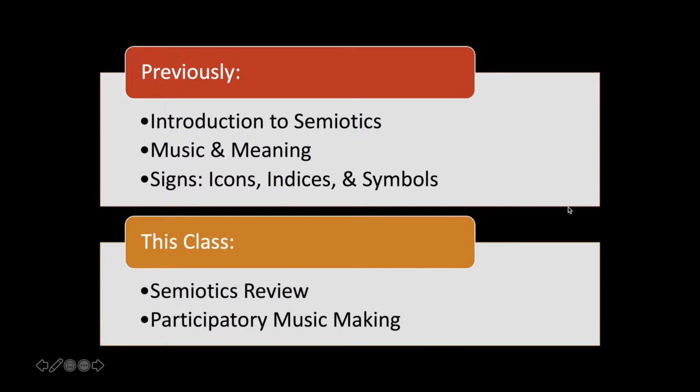This class will do a brief semiotics review because it takes a while to really understand these concepts. You have to constantly practice them, and it helps to be exposed to several kinds of examples. But then, after we do a brief review, we'll focus on participatory music making, which is a whole system of values and practices and beliefs around music making that Turino proposes as a useful way of understanding how music has meaning, and why people make music in the way that they make it.